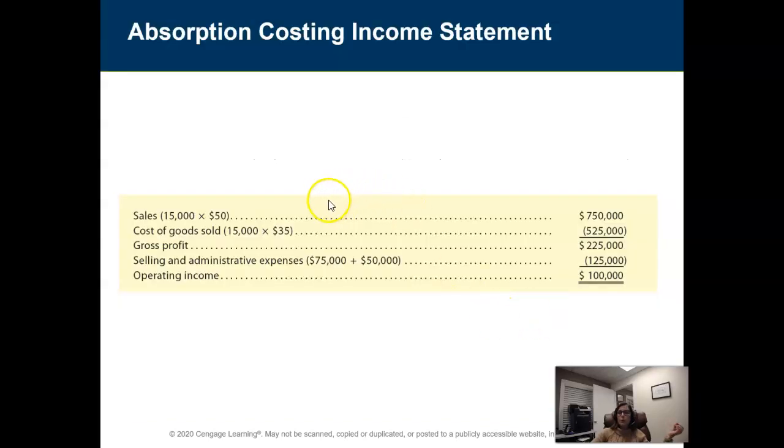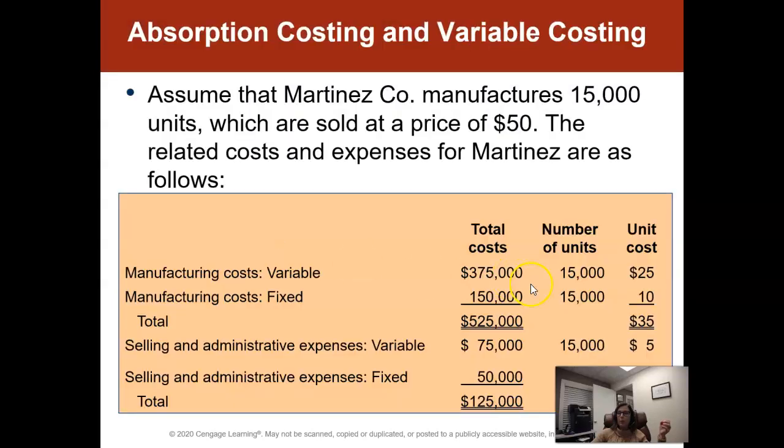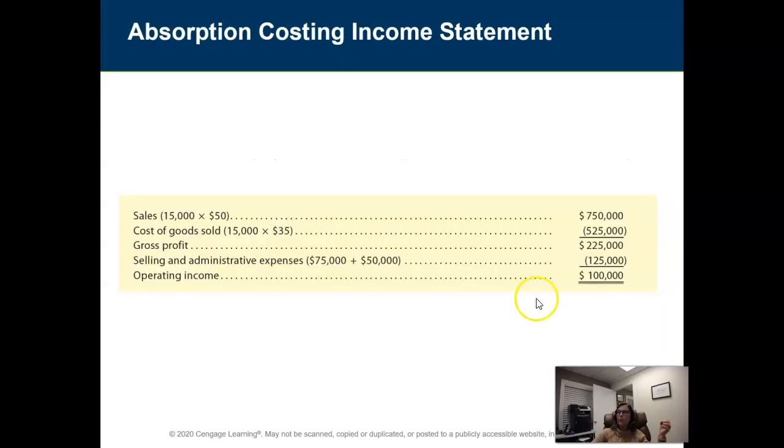Now, the absorption costing income statement for this company would look like this, and we would have the cost of goods sold at $35 a piece, because we would be taking all of this into account. And then that would leave us with our gross profit, and we would have selling and administrative expenses coming out of that, and then that leaves us with our operating income.